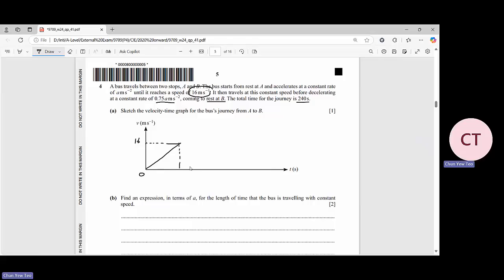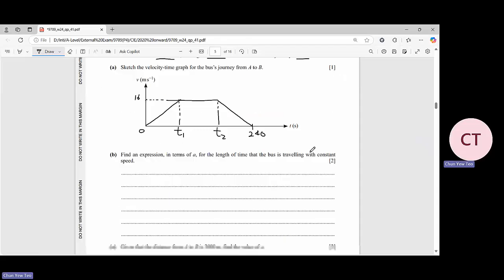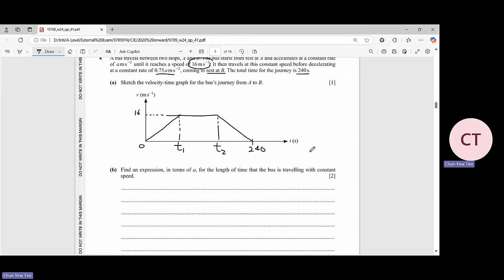So we just need to draw the diagram like this. Accelerating, the first stage, you accelerate with this acceleration a meter per second squared until you reach 16 meter per second. The question didn't mention how long it takes for you to accelerate, so I call this one T1. And then after that, remain at this constant speed for a certain period of time. I also do not know the time taken for remaining at the constant speed. Then after that, it starts to decelerate until it comes to rest here. And they say that the total time is 240 seconds. This is the diagram you can draw. Done for part A.